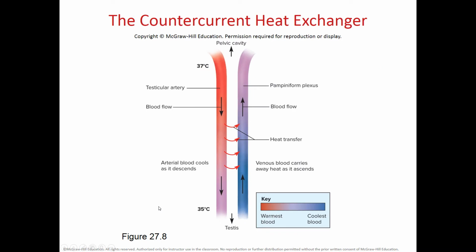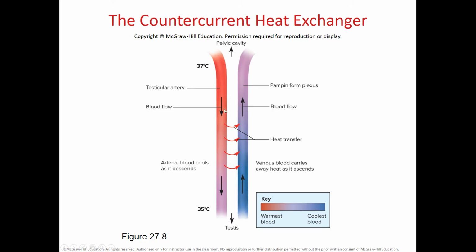So this is how the countercurrent exchange mechanism for heat happens. Here you have the testicular artery that is bringing blood from the pelvic cavity into the testis. And on this side, you have the pampiniform plexus, with a series of interconnected veins that drains the blood from the testis into the blood vessels within the pelvic cavity.